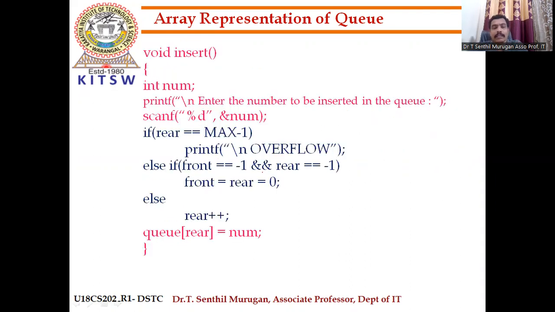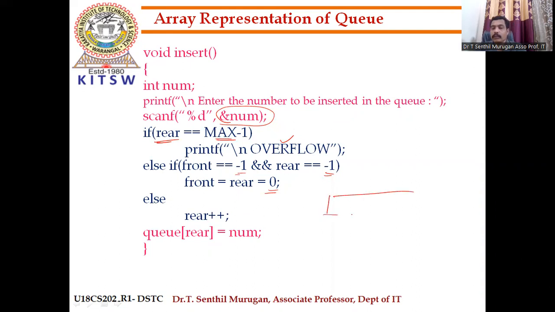After getting that, we have to insert the element. For insert, initially we take the element we want to insert. After taking this value, we have to check whether rear equals max minus 1. Why? Because rear is the point where we add the element into the queue. If it is max minus 1, the queue is full, so you can write overflow. Otherwise, we check whether front is minus 1 and rear is also minus 1. If so, we change front to 0, because the first value is being added. Otherwise, rear plus plus, we change the position.